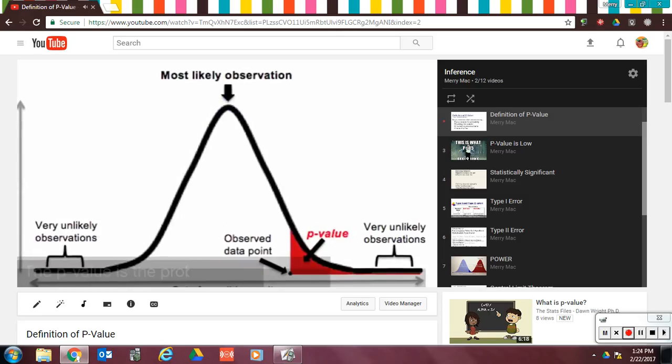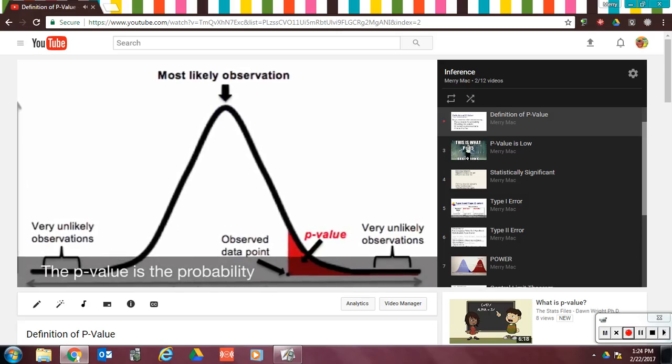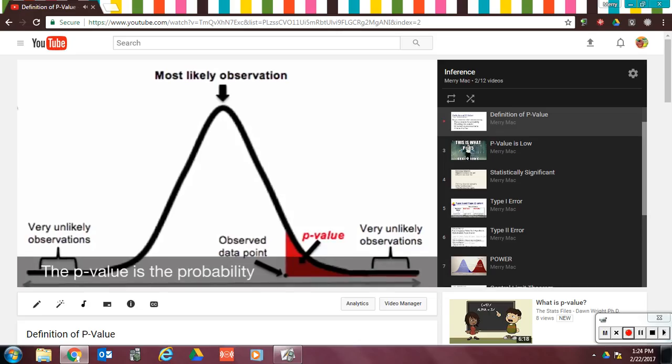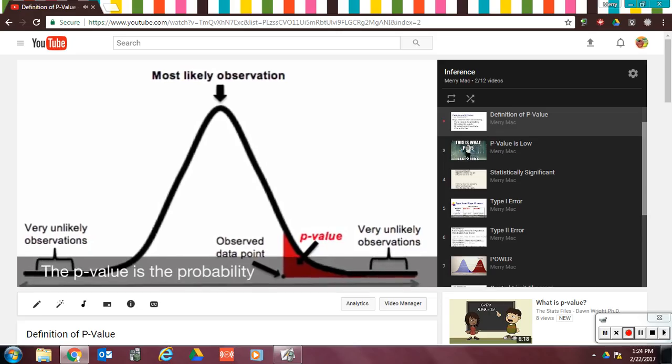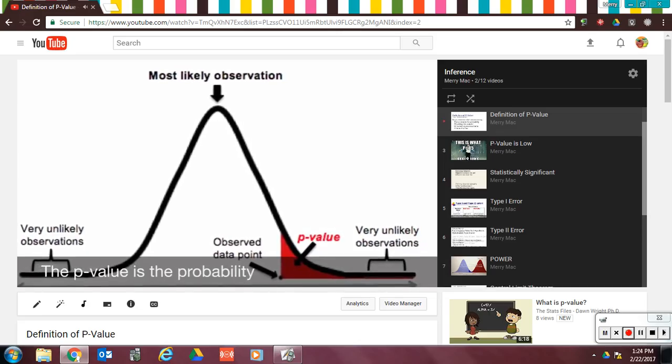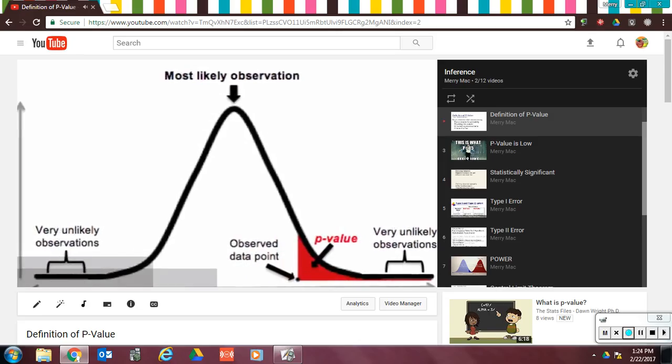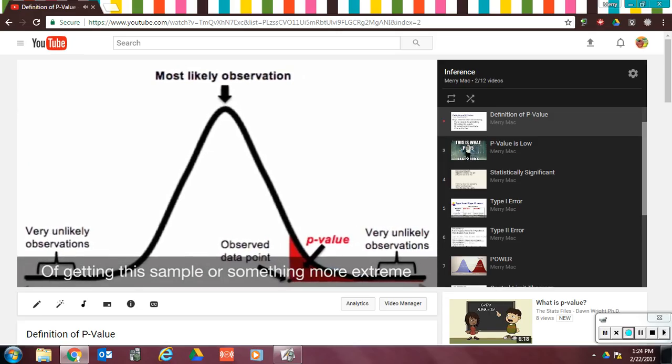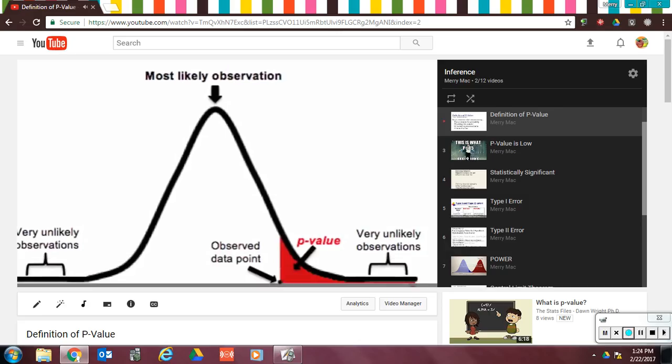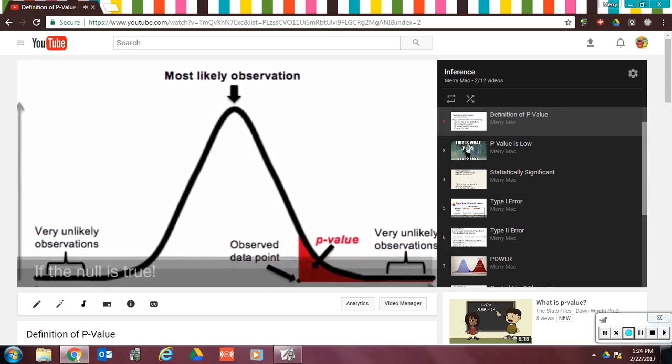Okay, do it again. Get ready to start singing. You gotta know this definition. Here we go. The p-value is the probability of getting this sample or something more extreme if the null is true.